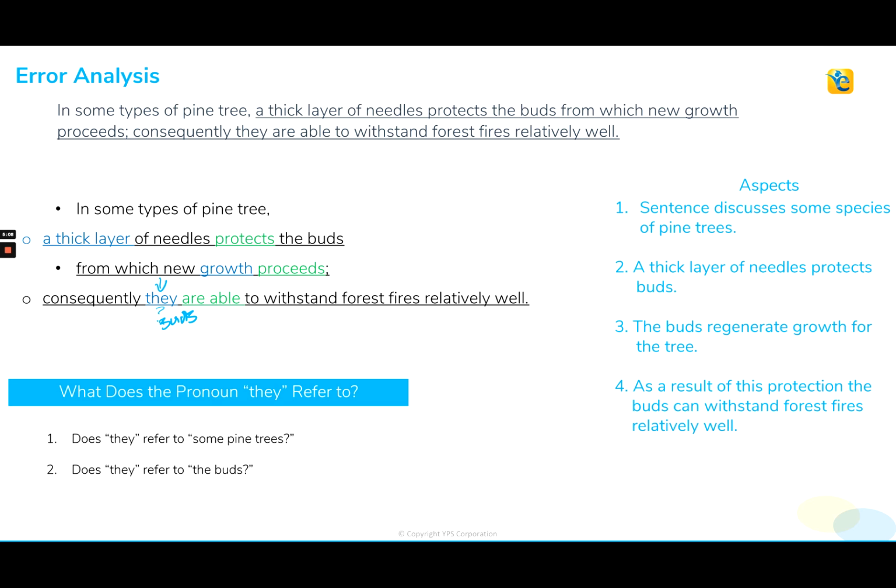That's making logical sense. It agrees in number. The plural they agrees with the plural buds. So that checks that pronoun. It's logical. It's making sense. Agrees in number. So no worries there.